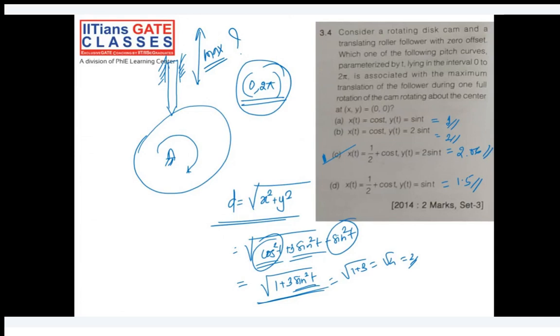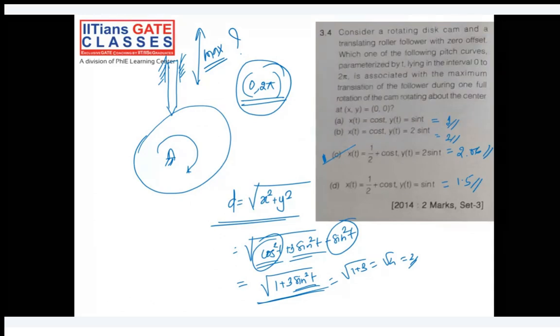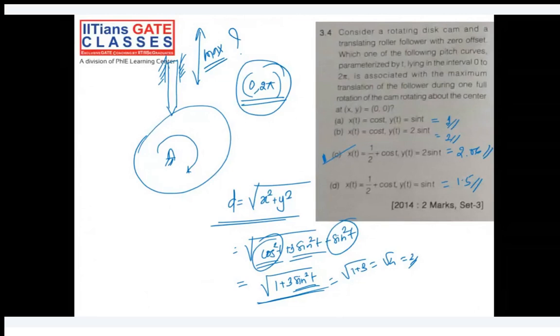Ultimately, what we are doing is calculating the maximum of the follower in all this, and your option is giving you the largest value. That is what you are supposed to select in this question, because the question is the maximum translation of the follower during the full rotation about the center.